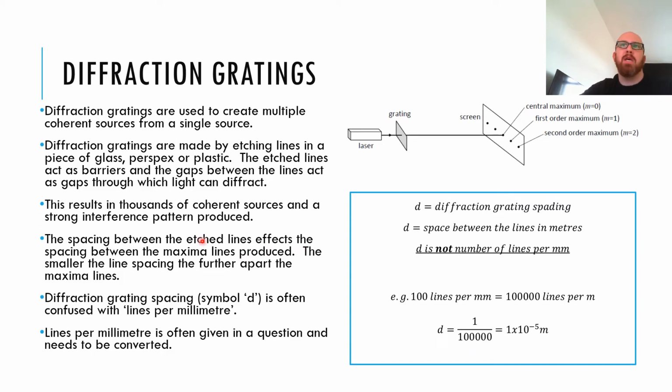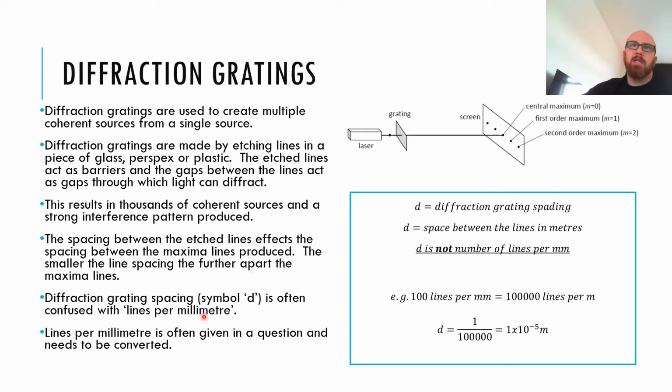The spacing between the etched lines affects the spacing between the maxima lines produced. So the closer together the lines are in the diffraction grating, the further apart the maxima in an interference pattern, the further apart these lines would be. These are the maxima lines, second order, first order, second order. So there's a diffraction grating there. The closer together the diffraction grating spacing, the smaller the d value we're going to call it, the further apart the maxima appear, and the greater the theta becomes, which is the angle between the zero order maxima and the order of maxima that you're looking at. We're going to talk about that in a second.